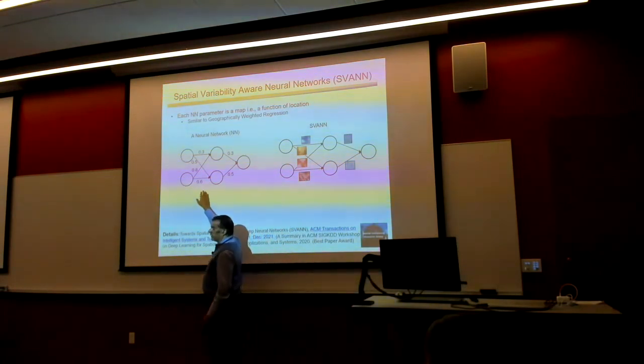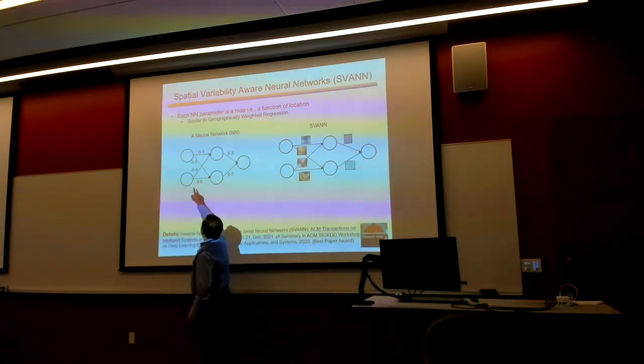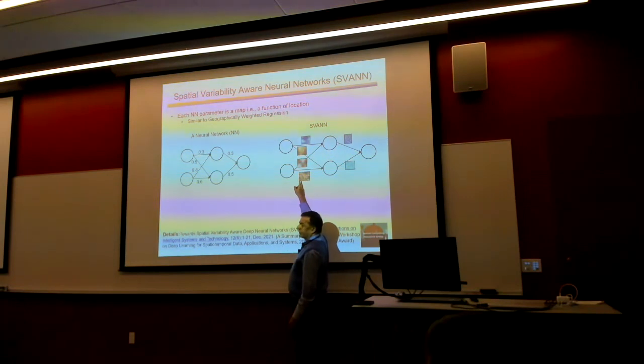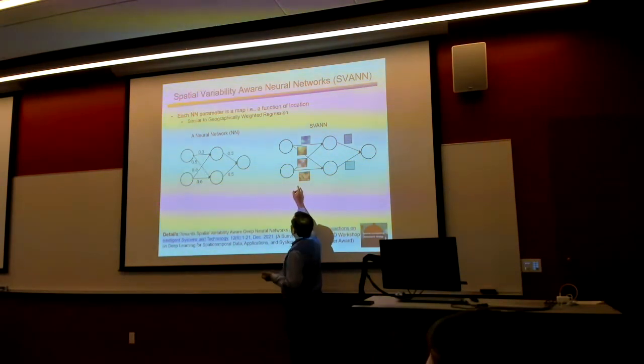So this is the traditional neural network. Here, every weight is a scalar, right? And this is the spatial variability aware one, where the weights are not scalar. They may have multiple values, 1 value per location. Right? So you want to rephrase your question.